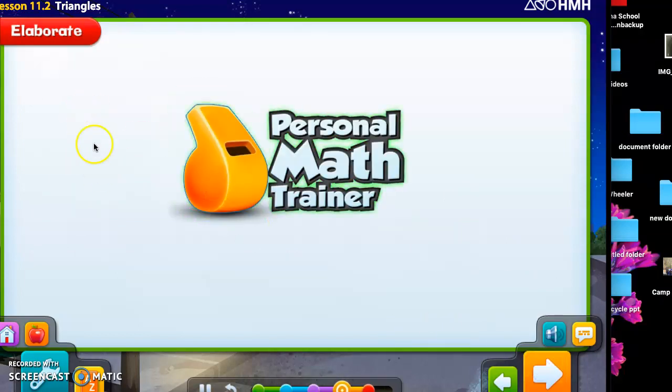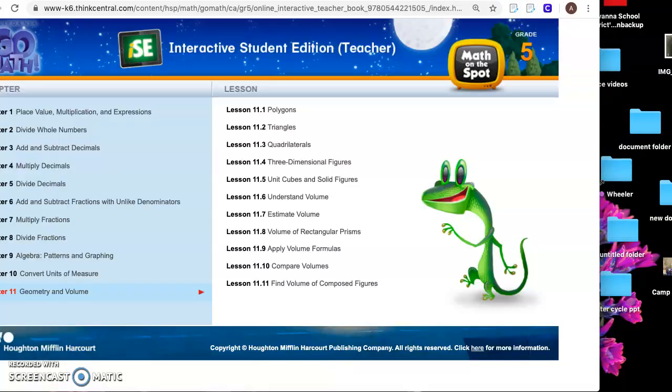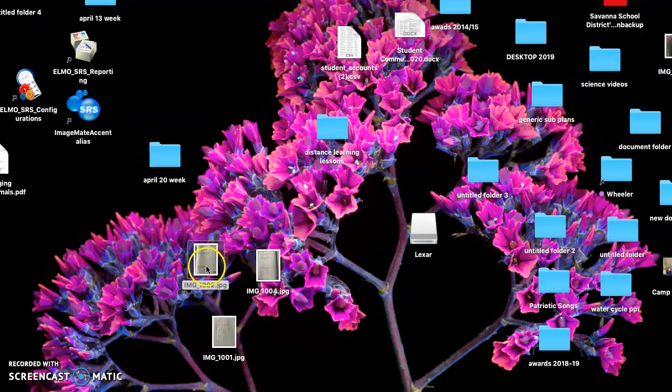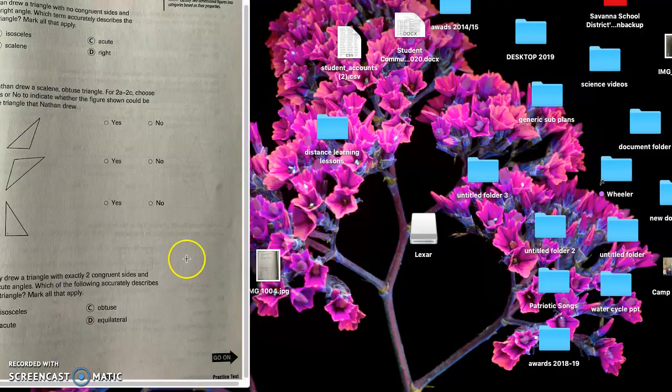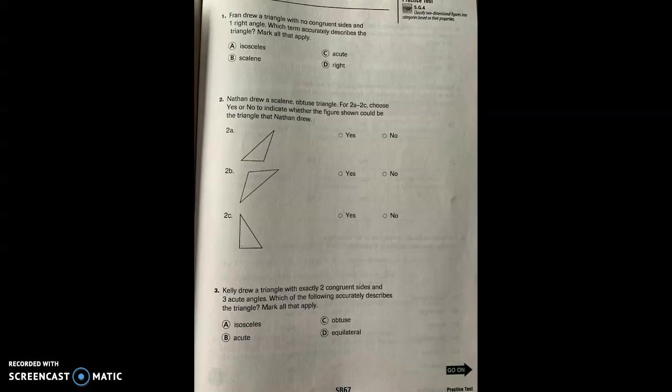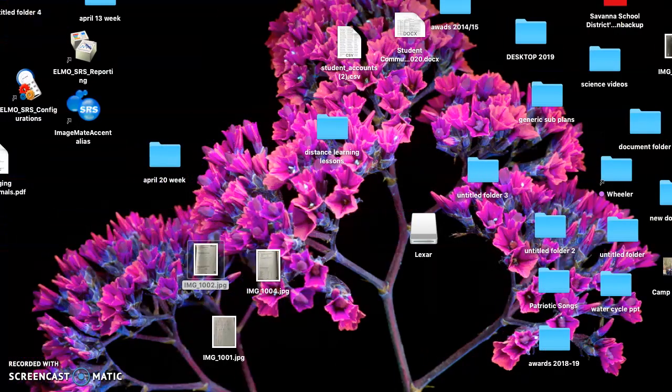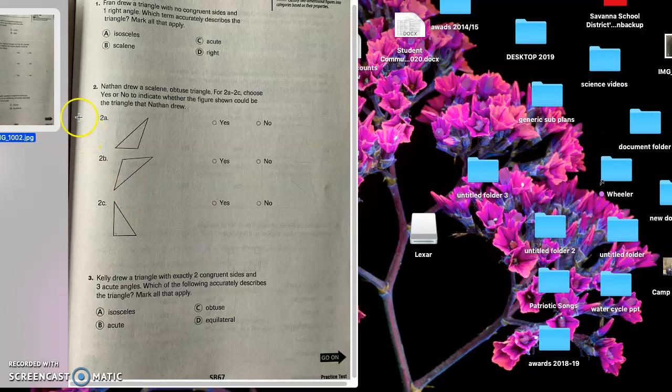Now, let's practice with the personal math trainer. Okay, we're going to stop there and we're going to take a look at your workbook. Open up your workbook to page 67. Okay, so let's take a look at question number 1. Question number 1 says, Fran drew a triangle with no congruent sides and one right angle. Which term accurately describes the triangle? Make sure you look back at your notes page.